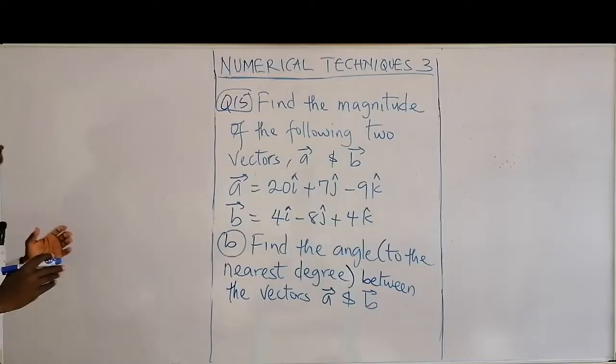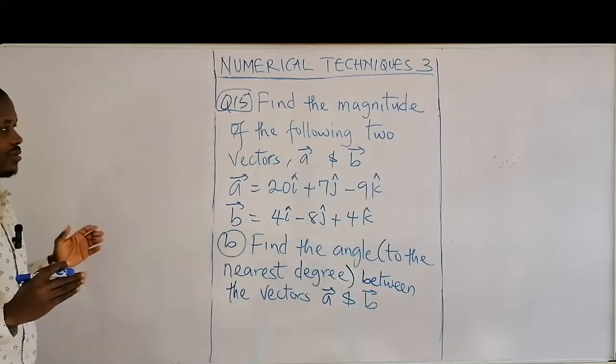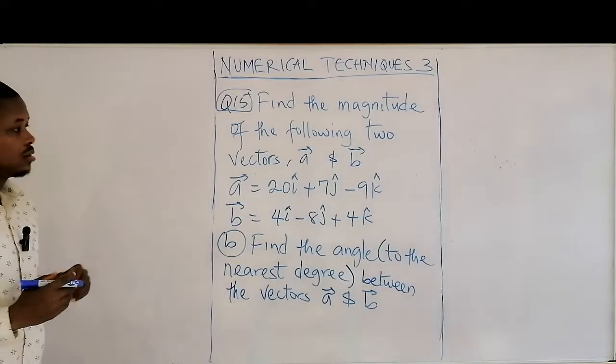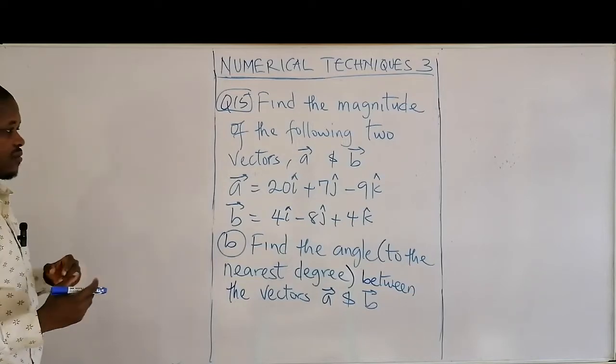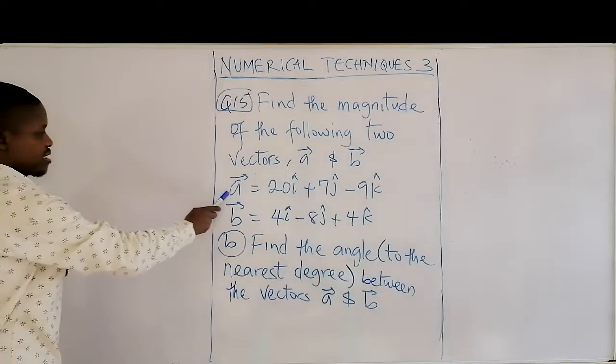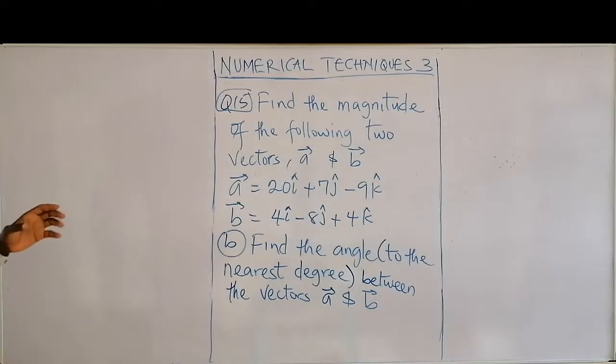Yeah, question 15. We have the question: find the magnitude of the following two vectors, A and B. We have the vector A, we have the value here, and we have the vector B also. Then the B part, we are told to find the angle to the nearest degree between the vectors A and B. So let's go straight to the solution.